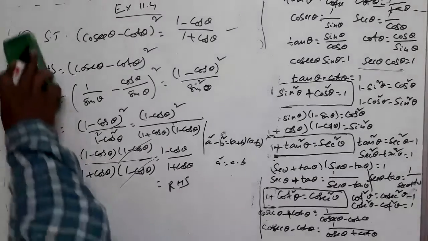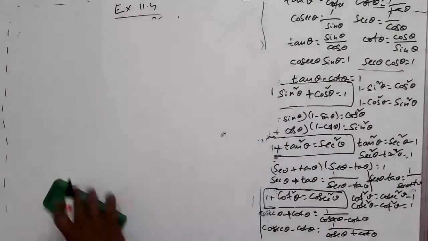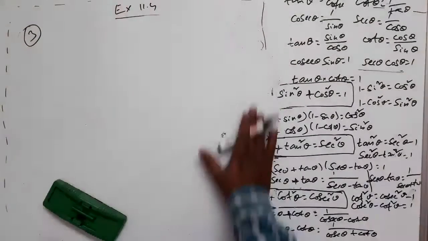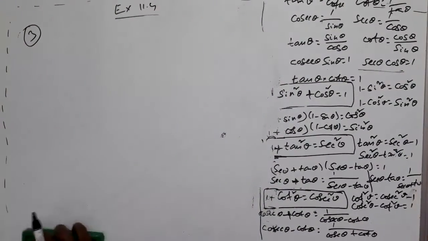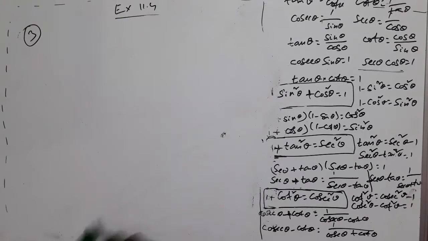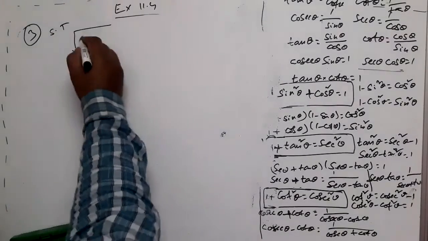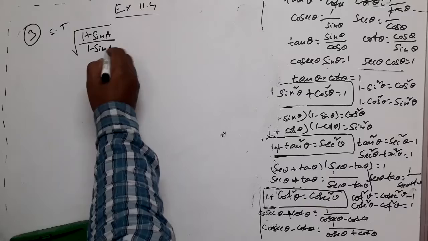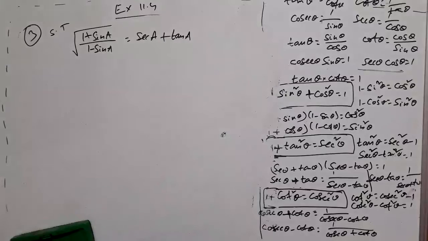Let us proceed to the third question. In solving these types of questions, the approach should be correct. What is known, what is required, how shall we proceed, what should be our approach, that's all. Yes, question number 3. Show that square root of 1 plus sin a upon 1 minus sin a is equal to secant a plus tan a. That is the question.